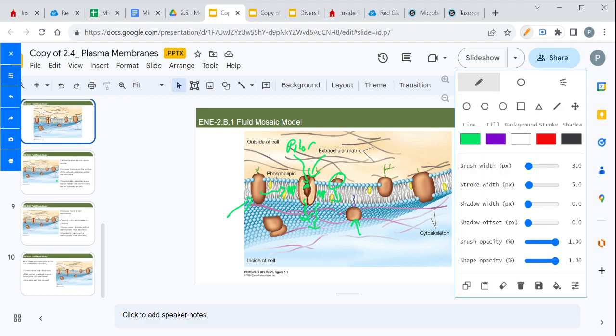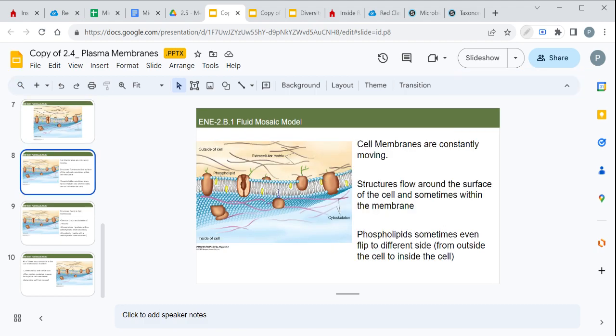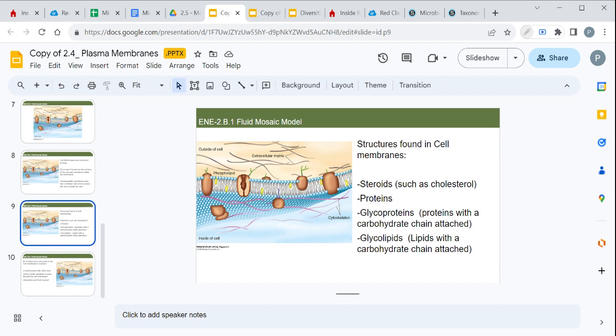All right. So this is just telling you that the cell membrane is constantly moving, specifically the stuff that's within the membrane. So the structures are able to float around, and even sometimes the phospholipids can go from one side to another. And as long as they stay in the orientation, they're going to be perfectly okay. These are a couple of the different guys that you'll take a look at.